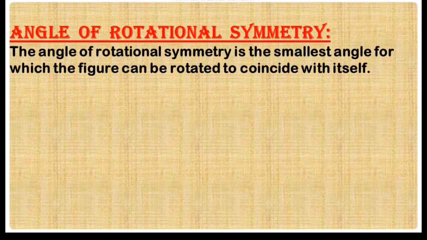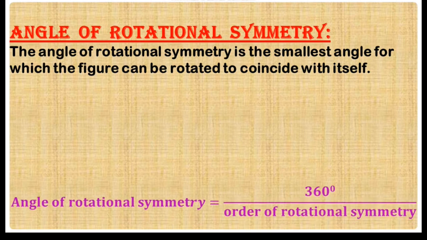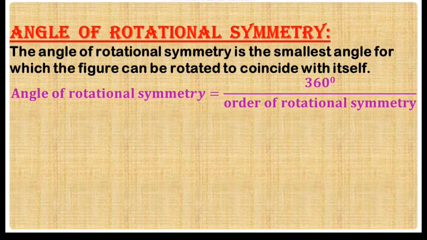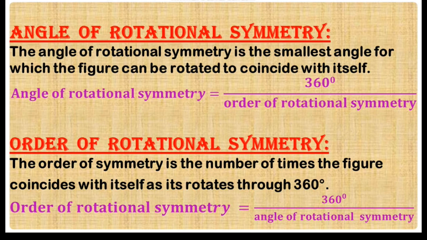Angle of rotational symmetry: the angle of rotational symmetry is the smallest angle by which the figure can be rotated to coincide with itself. How to calculate? 360 divided by the order of rotational symmetry. Next, what is the order of rotational symmetry? The order of symmetry is the number of times the figure coincides with itself as it rotates through 360 degrees. So the order of rotational symmetry can be calculated by dividing 360 degrees by the angle of rotational symmetry.